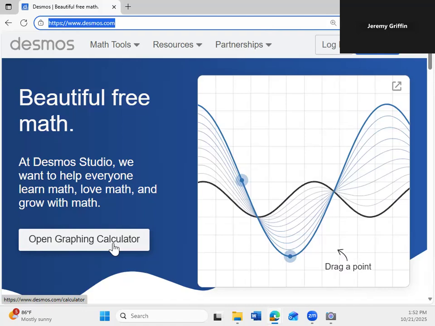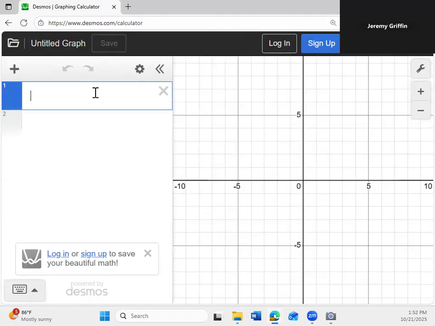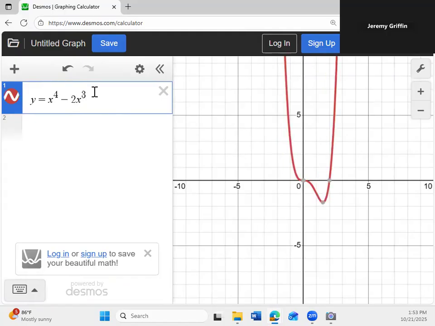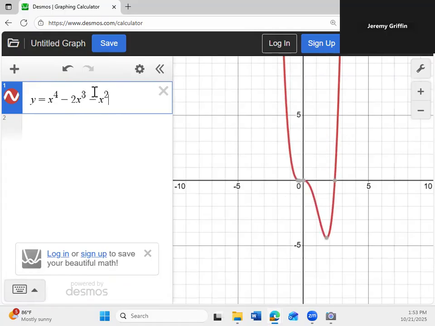Everybody open up the graphing calculator. Guess where I am? Right here? Okay, so y equals, you can also do f of x. It'll also accept that notation. So I've got x to the power of 4, so x caret 4. If you have any question how I'm doing this, let me know and I'll fill you in. X to the power of 4 minus 2 times x to the power of 3, and then minus x squared, and then plus 1.